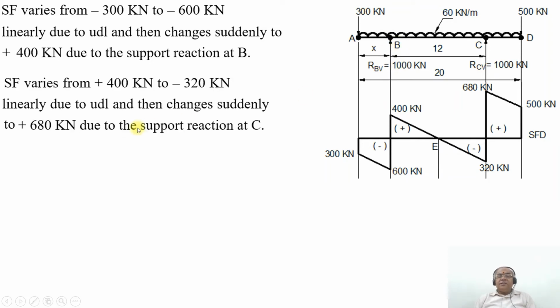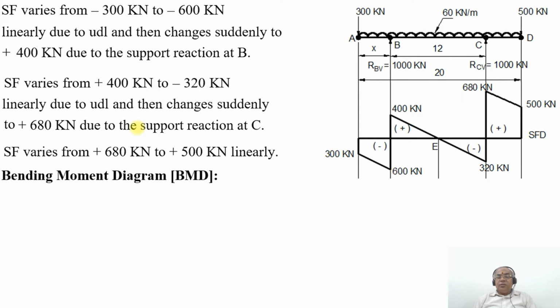Then SF varies from plus 400 to minus 320 kilonewton linearly due to the UDL, then changes suddenly to plus 680 kilonewton due to the support reaction at the point C. Then SF varies from plus 680 to plus 500 kilonewton linearly. That is only because of the UDL. So now we are going to take up the bending moment diagram.